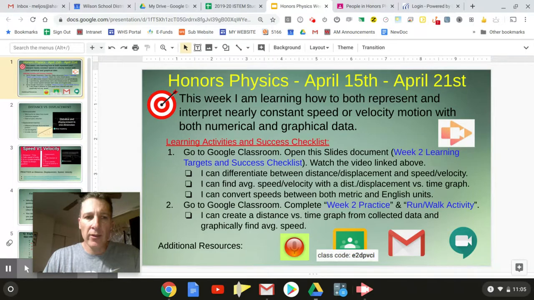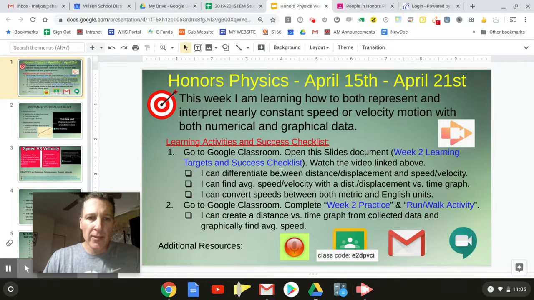This will be rolled out on the 15th and will be due by Tuesday evening, the 21st. This week, you will be learning how to represent and interpret either nearly constant speed or velocity motion with both numbers as well as graphical data. Just like last week, you will have 3 activities to undertake. The first one is going through this video, which is linked at this icon, to go through our targets and success checklist, as well as the content.